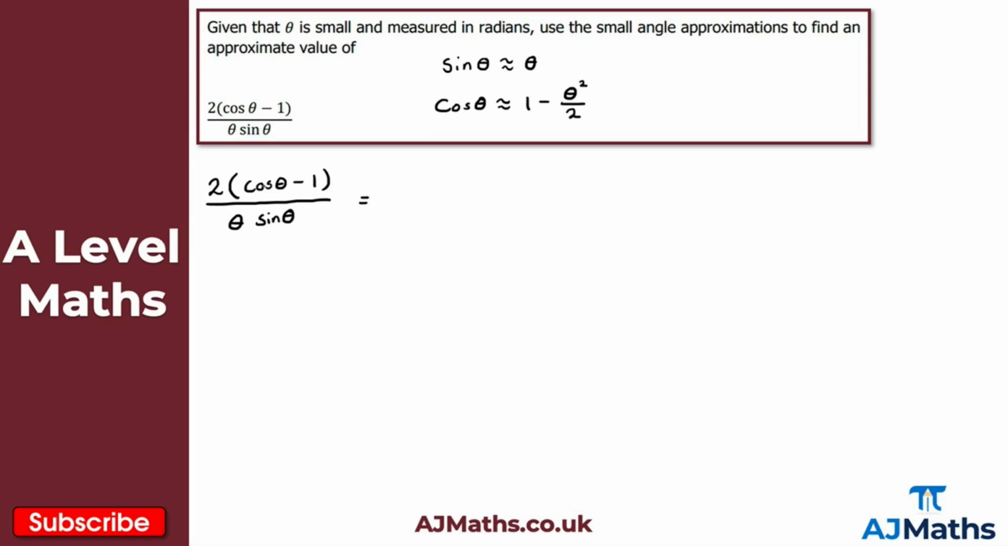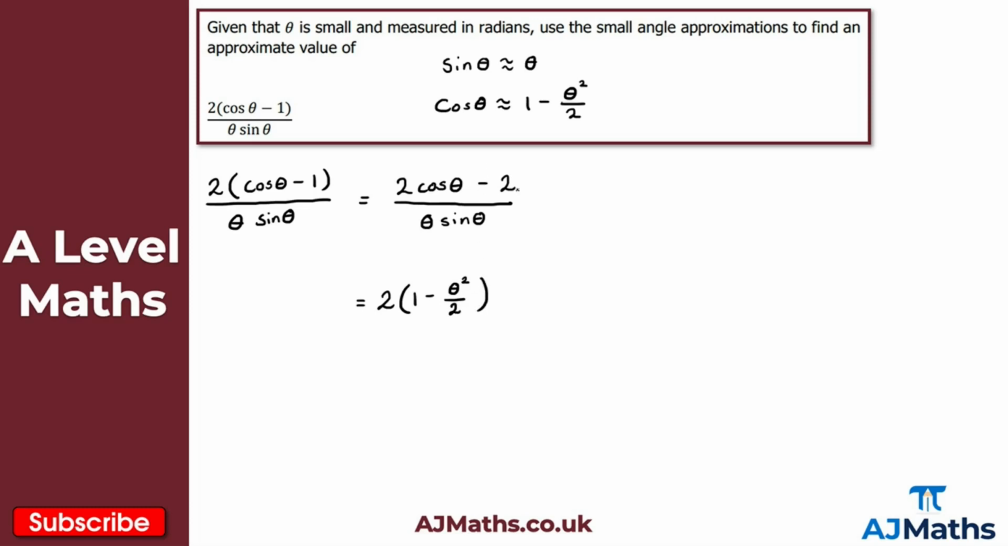So like I said, to begin with here, I'm going to expand this bracket in the numerator. So we're going to get 2 cos theta, and 2 times minus 1 gives me minus 2. That's all over theta sine theta. So from here now, I'm going to use these small angle approximations. So 2 cos theta, that's going to be 2 lots of this approximation here. That's 2 lots, 1 minus theta squared over 2.